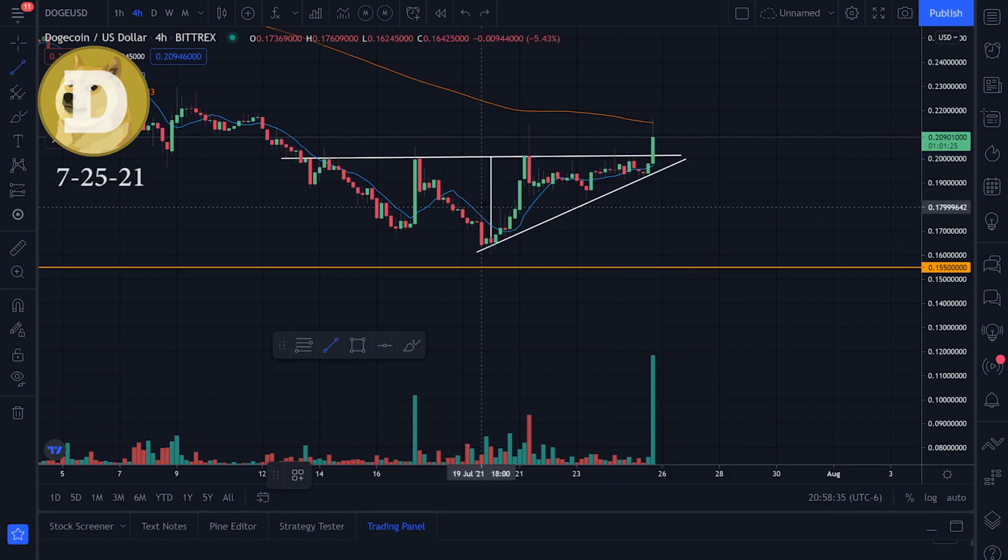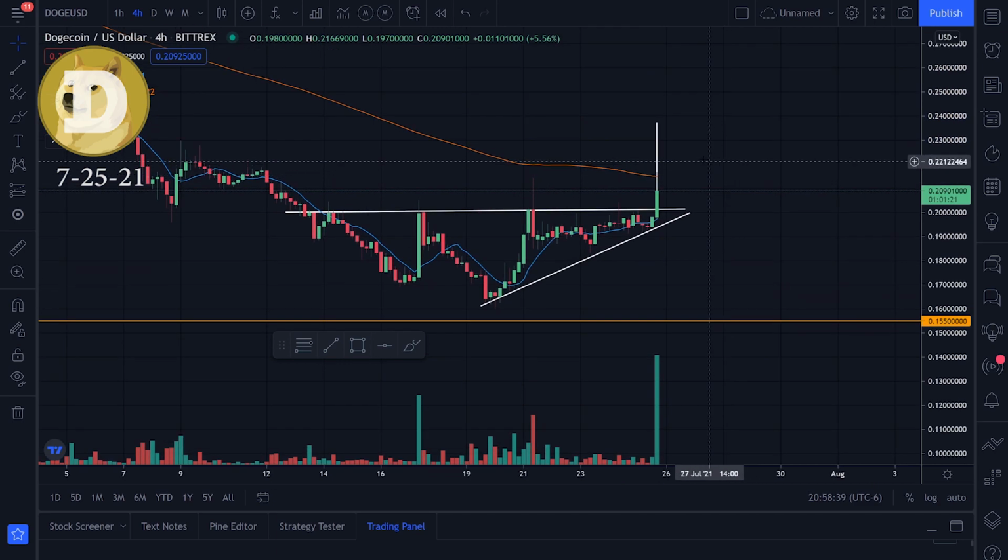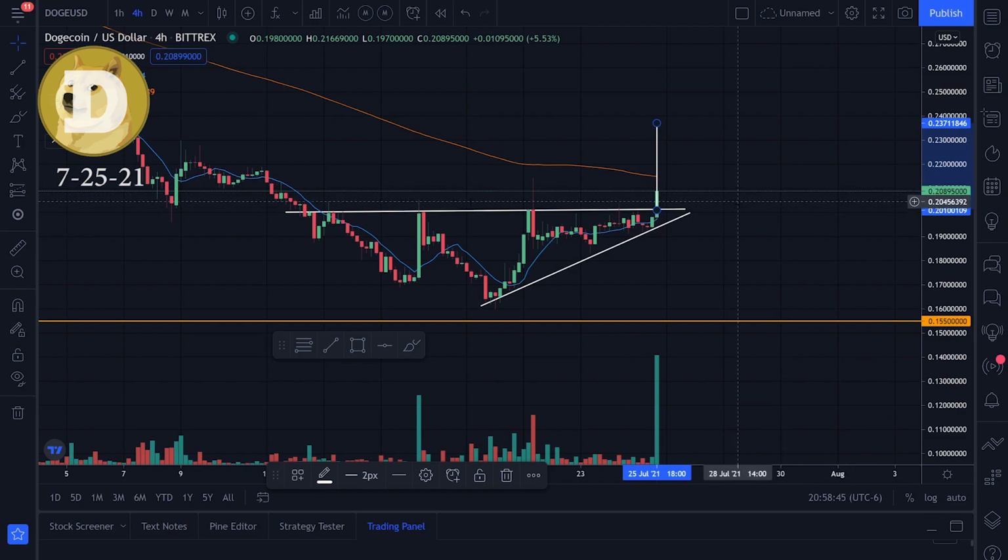So what I'm going to do is target from the top to the bottom of this triangle, something right here, and then drag that to the breakout. And I'm looking at a target of approximately 0.237, somewhere around there.